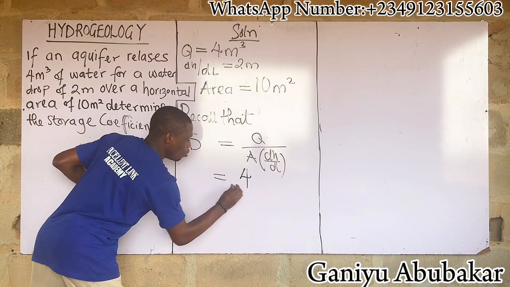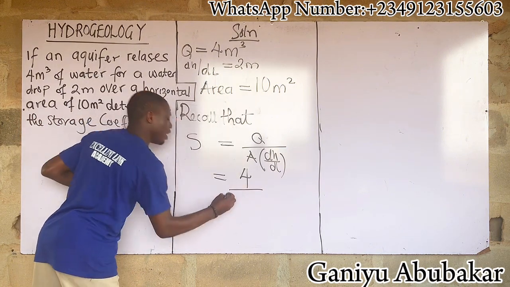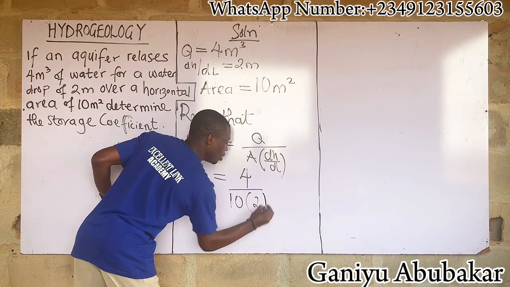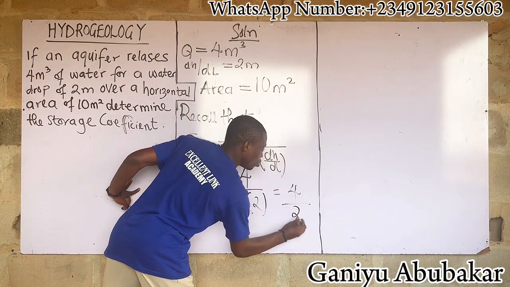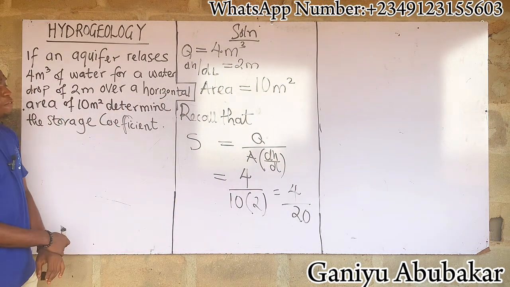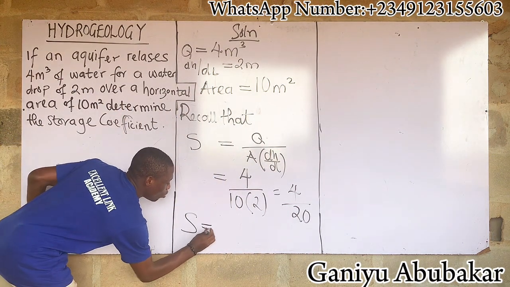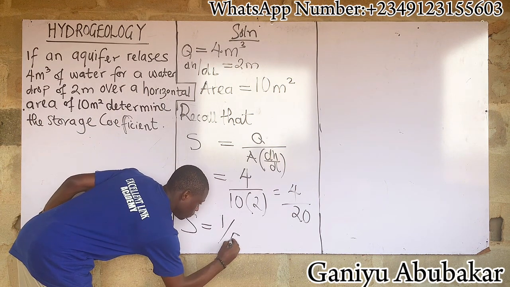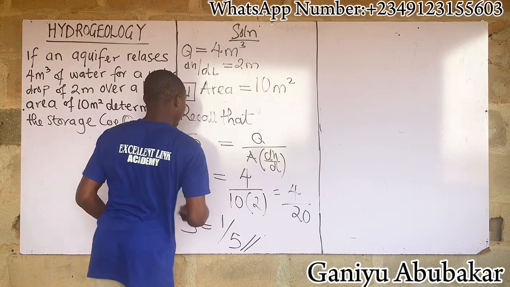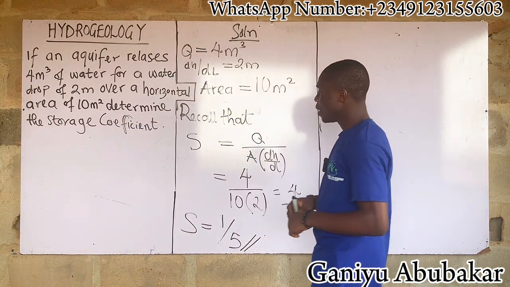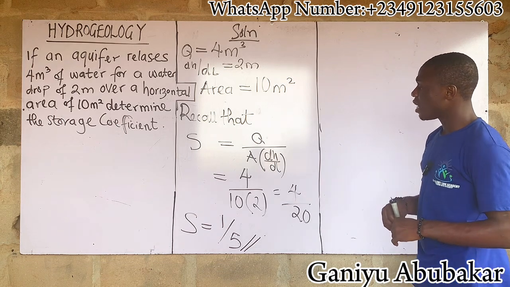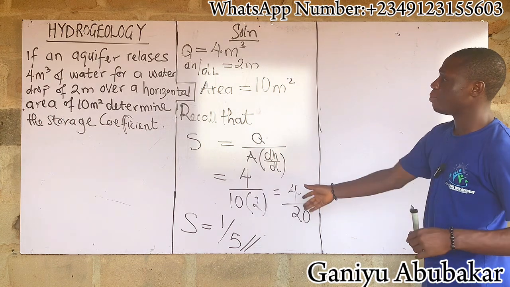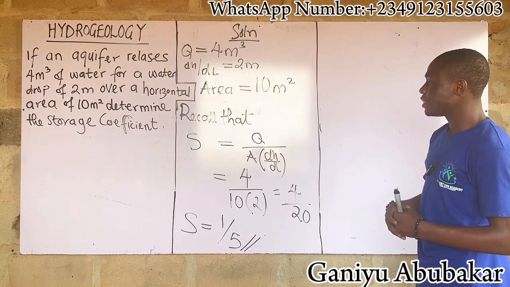What's your Q there? Q is 4, all over A, which is 10, into h over l, which is 2. This is 4 over 20. If I divide 4 by 20, I will have S, the storage coefficient, as 1 over 5 as my answer. So my storage coefficient here is given as 1 over 5. Please note that it has no SI unit.